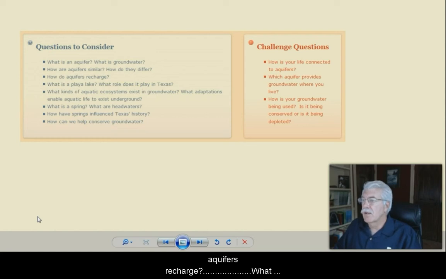What's a Playa lake and what role do Playa lakes play in Texas? What kinds of aquatic ecosystems exist in groundwater? What adaptations enable aquatic life to exist underground? What's a spring? What are headwaters? How have springs influenced Texas history? How can we help conserve groundwater?